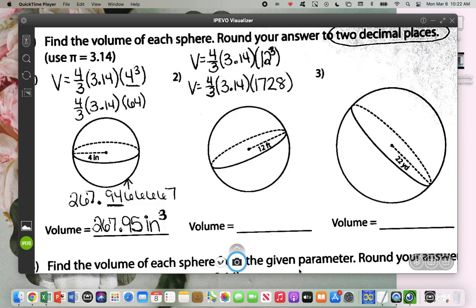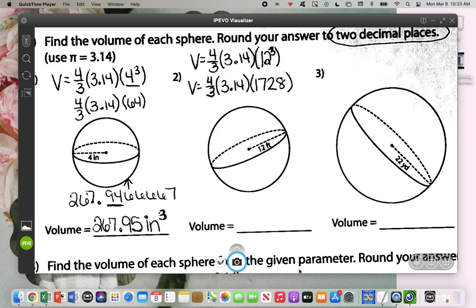Okay, let's type it in again. 4 divided by 3. Did you clear it out before you typed it? Yeah. Okay, 4 divided by 3. There we go. Now times 3.14. Enter. Okay, that's good. 1,728 equals. Oh, maybe I typed it in wrong. I think we're good. I just looked at it wrong.